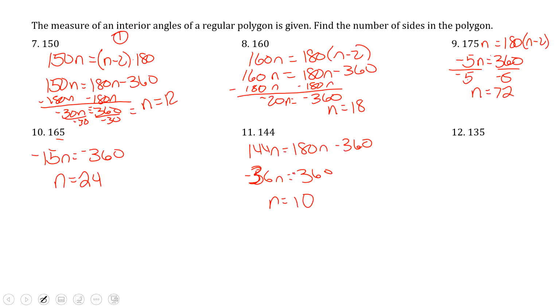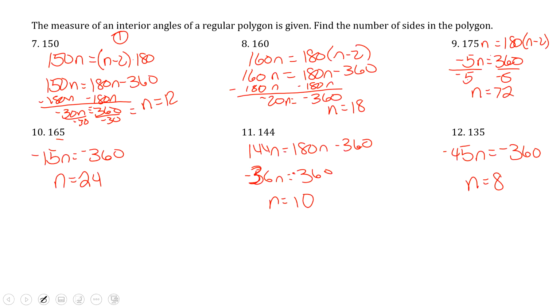Again, 135, subtracting that from 180, I'm going to be left with negative 45n equals negative 360. That leaves me n equals 8. So now you know the internal angles of every octagon are 135 degrees. Does that make sense to everyone?